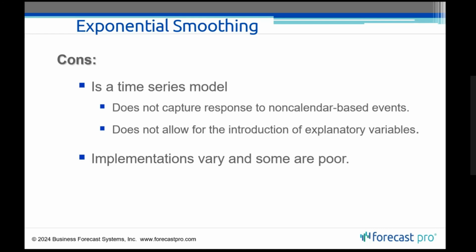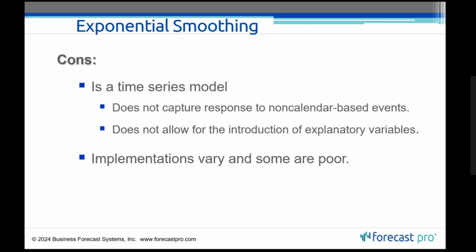Implementations vary and some are poor. There are certain statistical methods where there are absolutely standard ways of building and optimizing models. So regression is like that. If I build a regression model in Forecast Pro and I build the same regression model in Excel and I build the same regression model in SAS, the forecasts are going to be exactly the same because there are just standard ways of building the model and generating the forecasts. Box-Jenkins or ARIMA models, same thing. Smoothing is not like that.